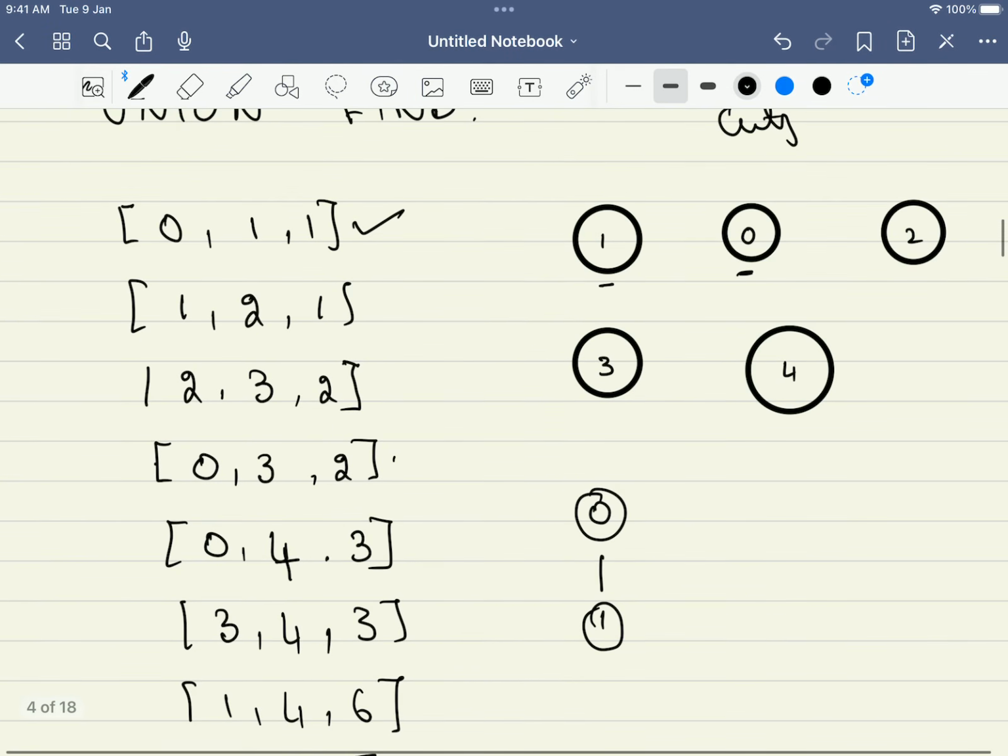Somebody has to be the head, somebody has to be the leader, and somebody has to be the follower. So now 0 is made the head and 1 will be the follower, right? So that is the first edge. Now we go to the second edge.